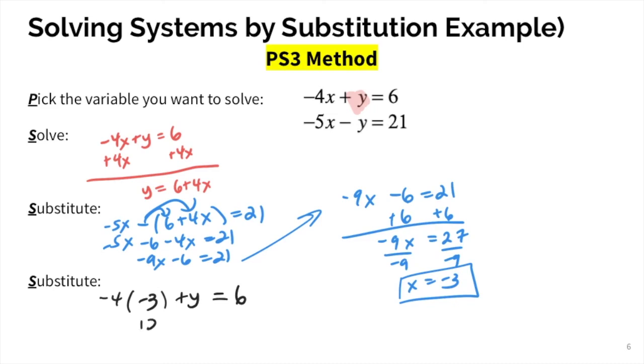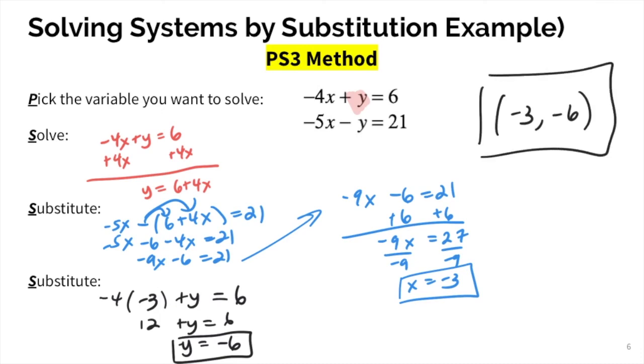So then this becomes 12 plus y equals 6, and I'm going to subtract 12 on both sides, so then I get y equals -6. Okay, and then once again, I can write my solution as a coordinate, so this would be -3 comma -6.